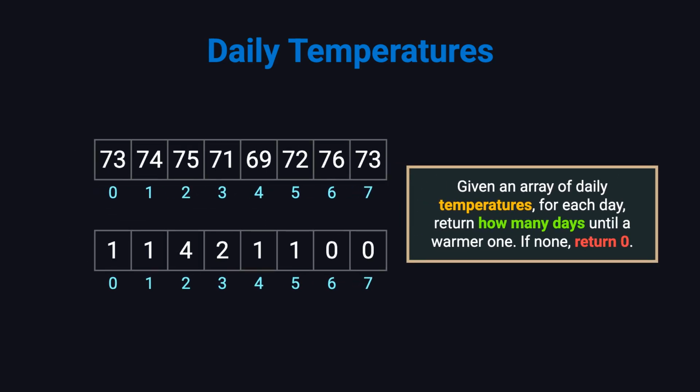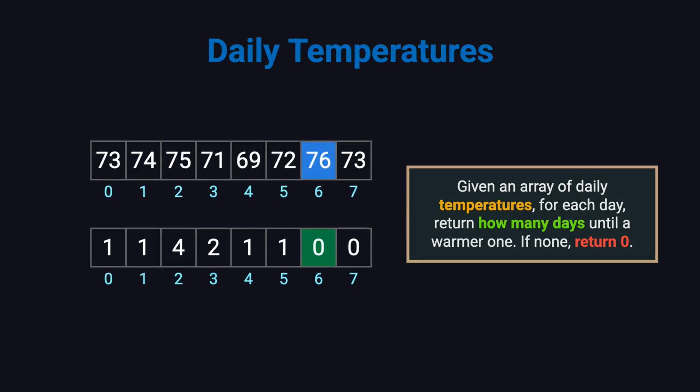Take this example on screen. Day 1 is 73 degrees, and day 2 jumps to 74, so you only wait one day. Day 3 is 75, and you have to wait all the way until day 7 to hit 76. That's a 4-day wait. The second to last day is 76, and nothing warmer comes after it, so the answer is 0.